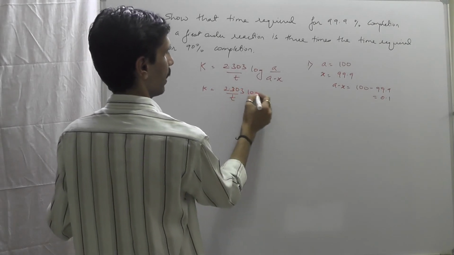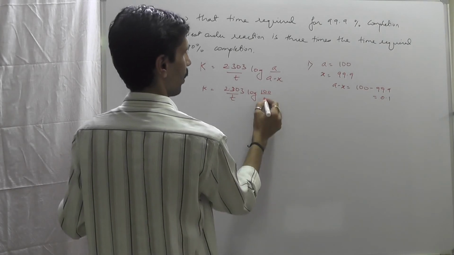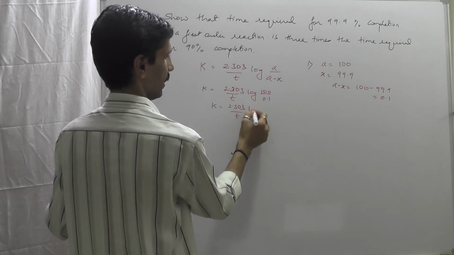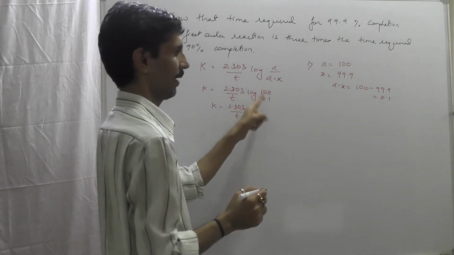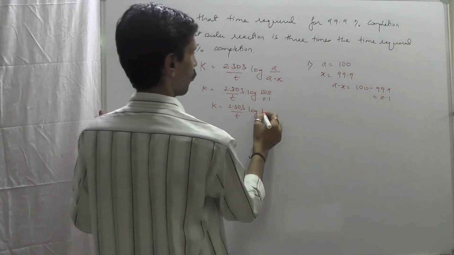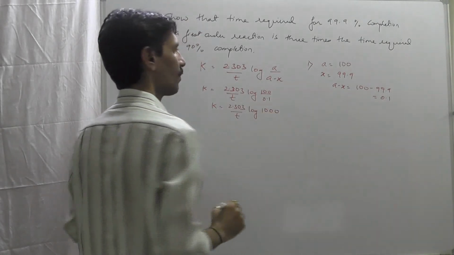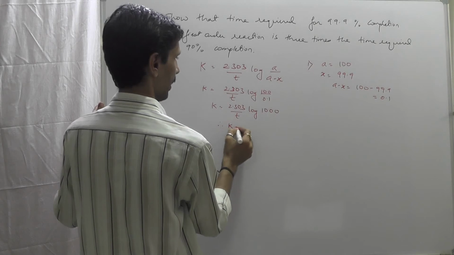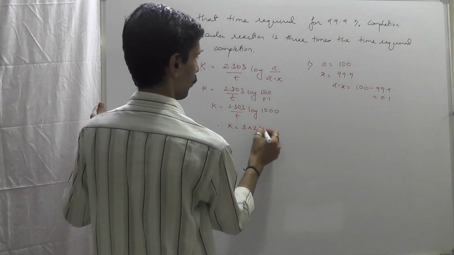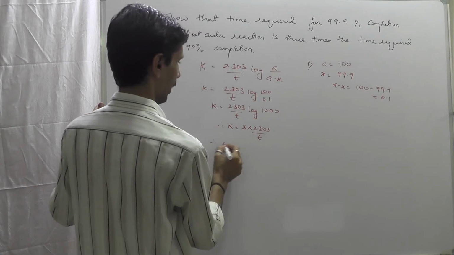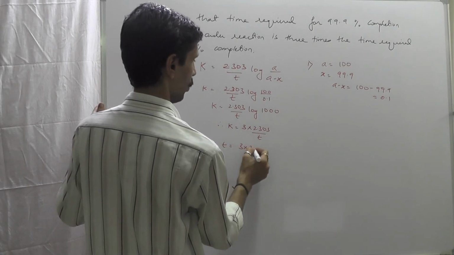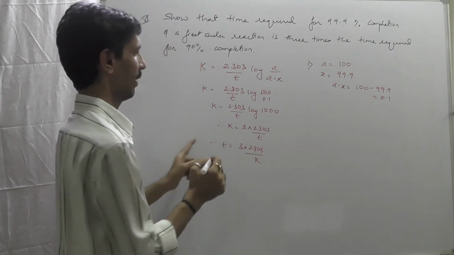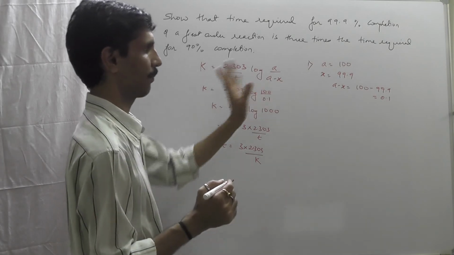So K will be equal to 2.303 upon t into log of 100 upon 0.1. So K will be equal to 2.303 upon t into log of now 100 divided by 0.1. So that means it gives you 1000. Now log of 1000 is 3, so therefore we have K will be equal to 3 into 2.303 upon t, and therefore t will be equal to nothing but 3 into 2.303 upon K. This is what we get, the time for 99.9% completion.